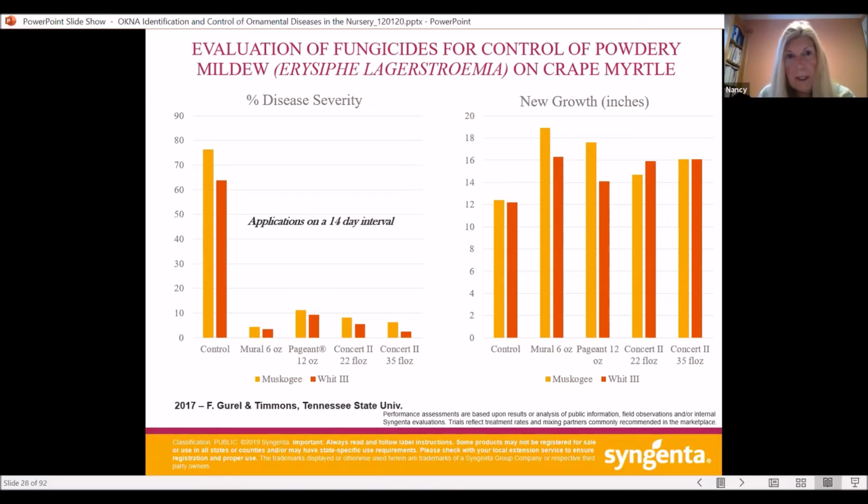And just to show you some data, this was a trial that was conducted out in Tennessee on crepe myrtle. If you grow crepe myrtle, you know that powdery mildew is definitely a pathogen of that crop. And so you can see the performance of both the 7-11 fungicides. Here's Concert at different rates. And these applications were made on a 14-day interval, keeping that population from developing. So getting a fungicide on 14 to 21 days prior to any significant pressure, and then kind of keeping it going can do a lot to keep the disease out of the crop.